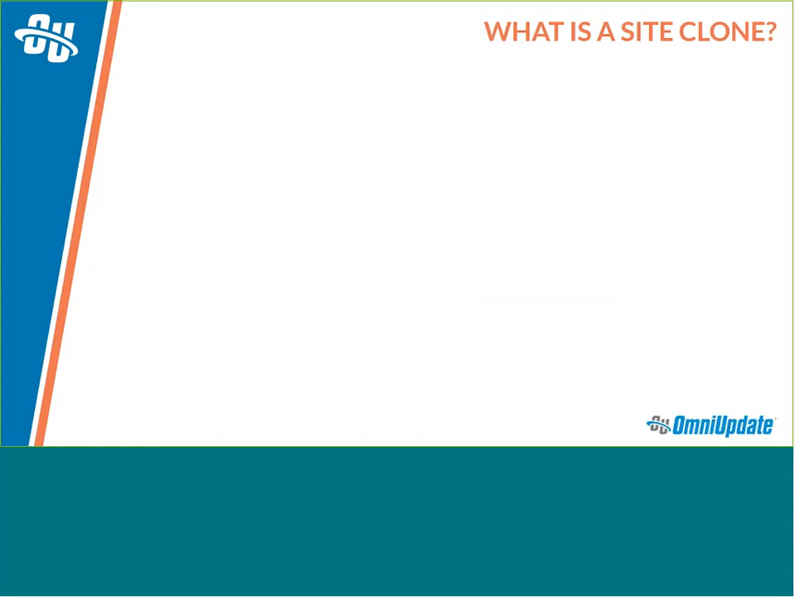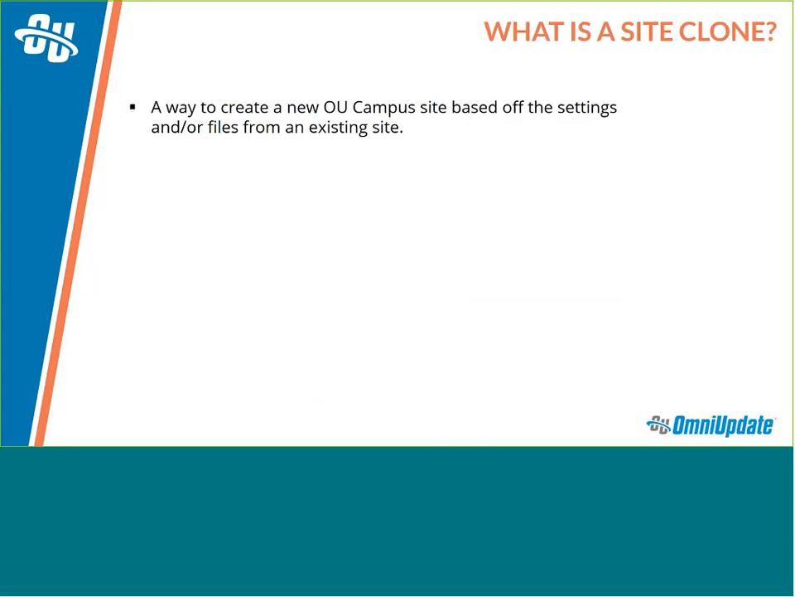So with that, let's jump on in, and I'll talk a little bit about what the site clone feature is in OU Campus. Simply put, site clone is just a way to create a new OU Campus site based off of the settings and the files that you have from an existing site. So if you want to duplicate your site settings or the files or anything that you have from your existing site and have a fresh site based off of what's already there, then you can use a site clone for that.